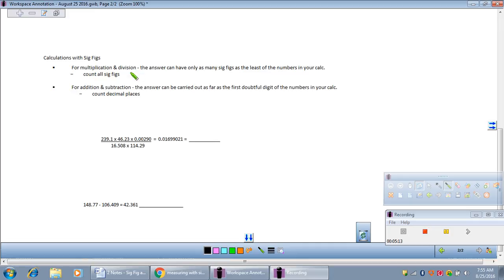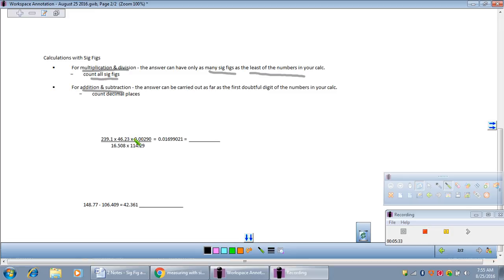Alright, calculating with sig figs, there's 2 rules. One rule with multiplication and division, one rule with addition and subtraction. When you multiply or divide, your answer can only have as many sig figs as the number with the least number of significant figures. So basically, look at all your numbers, count all the sig figs. In the calculation, the number that has the smallest amount will determine the number of significant figures in your answer. So let's take a look at this.